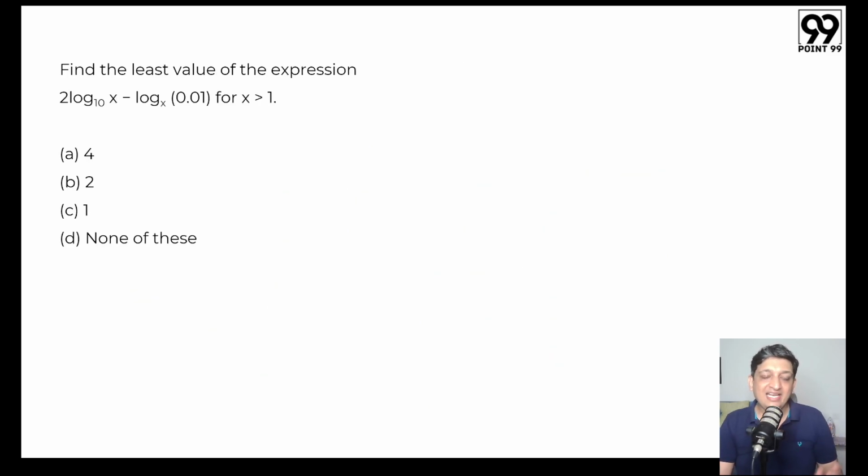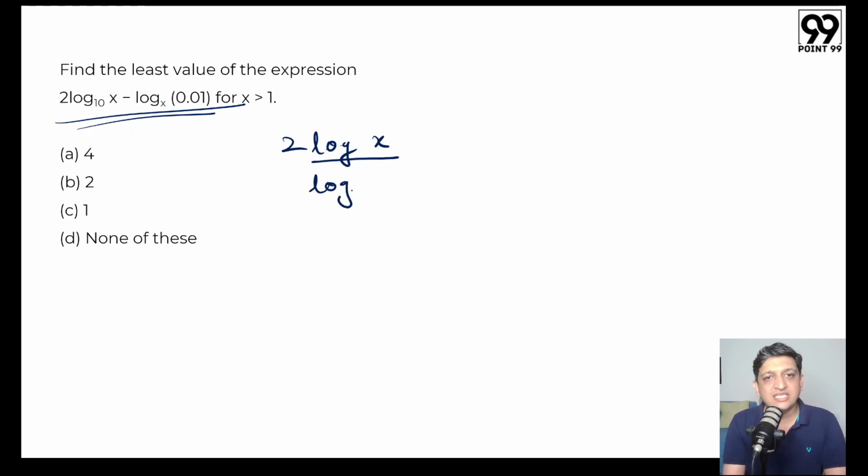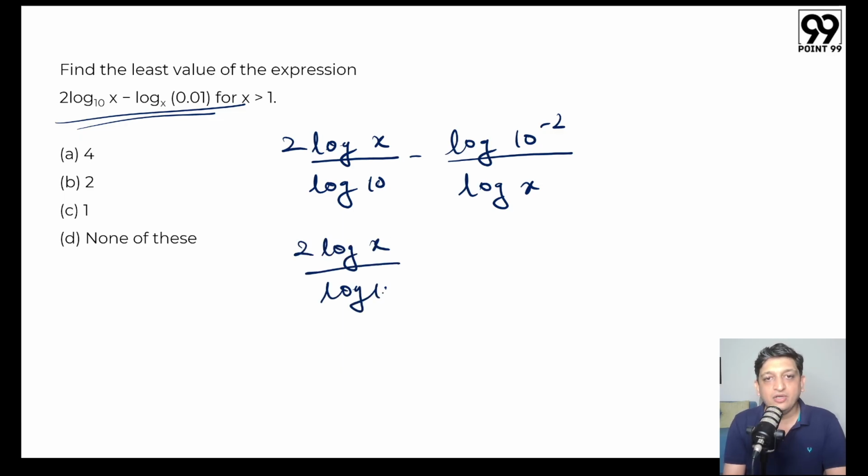Now try this one and then have a look at the solution. I want to find the least value of this expression. Now this expression might look complicated, but let's try to simplify this. So I am going to get twice log x by log 10, some common base, let's say we keep, minus I am going to get log of 0.01, that is 10 raised to minus 2, divided by log of x. Now this minus 2 will come here and it will become plus 2 times log 10. So I am going to get twice log x by log 10 plus 2 log 10 by log x. That's what I'm going to get.